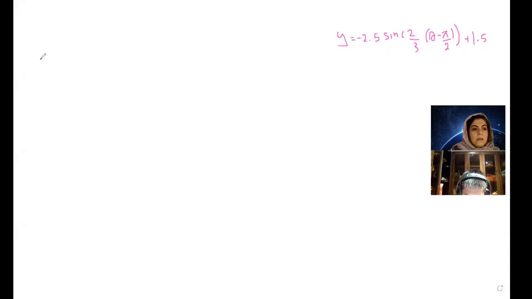Here, the parent function is sine, right? Sine x, sine theta. We need to know the key points, x, y: sine of 0 degrees, 90 degrees, or pi over 2. Why don't I put the degrees? Because here the phase shift is in radians. I need to put these key points in radians. Pi over 2, then pi, then 3 pi over 2, which is 270, and 2 pi, which is 360.